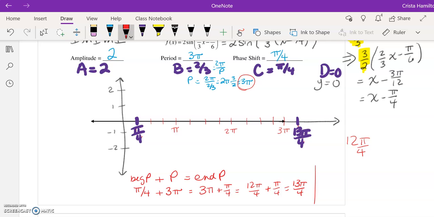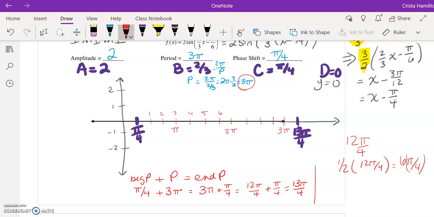Now, halfway would be half of the 12 pi over 4. Trying to figure out where the middle of that is going to be, instead of going up 12 tick marks, I need to go up 6 of these pi over 4 tick marks. So here's 1, 2, 3, 4, 5, 6. And so I would be at that point.